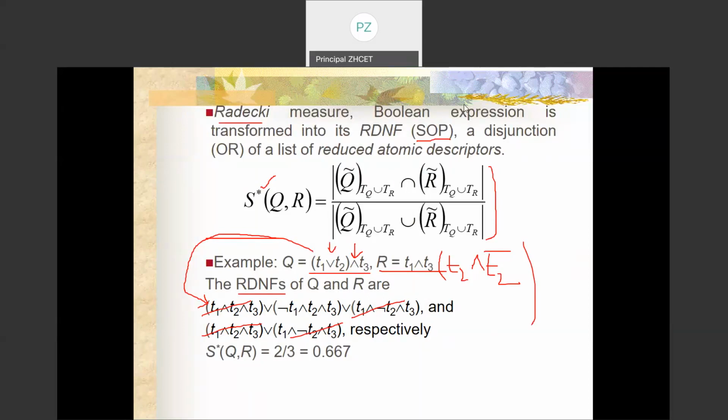So the problem lies in converting the expression into the canonical sum of product form. I remember we have discussed in our second year logic theory course that whenever you have to convert a given sum of product form into the canonical sum of product form, it is NP hard. Why? Because for every term that you have to add, you have to multiply with the term that is to be added and its complement.